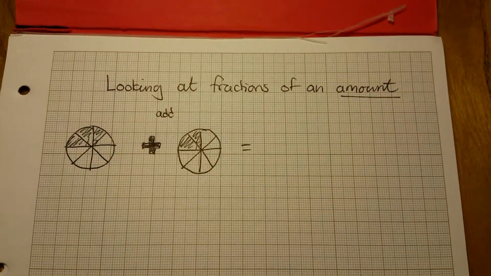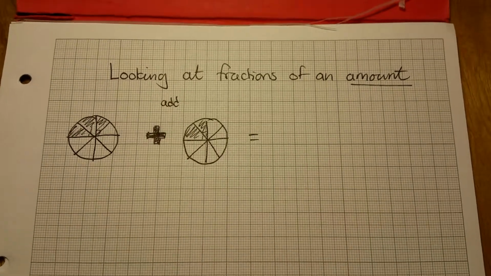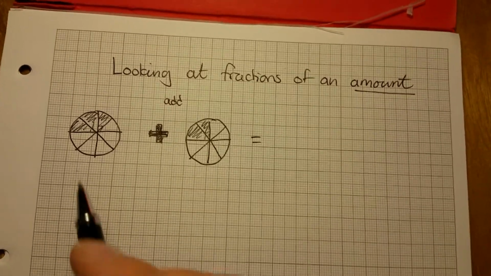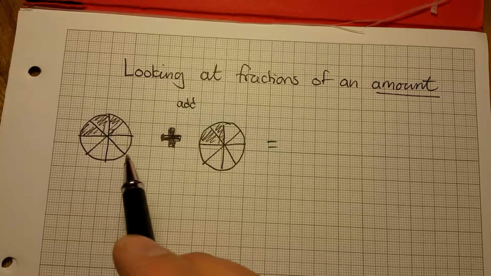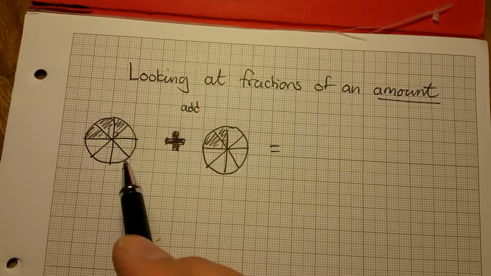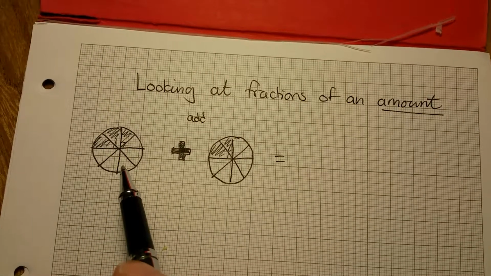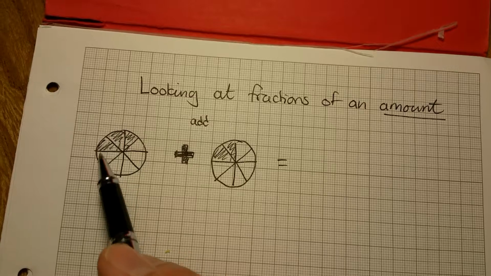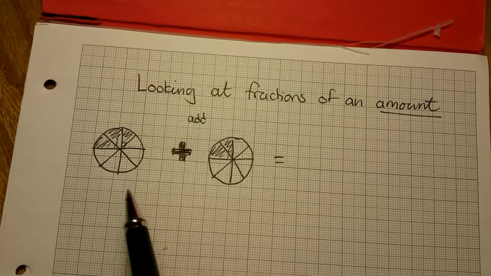Right, today we're going to be looking at fractions of an amount. Let's start with a recap of what we did in the last video. In the last video we had a look at representations of fractions, and one of them looked like this, a pizza. In this pizza we could see that it was split into 8 pieces. We can count them: 1, 2, 3, 4, 5, 6, 7, 8, and 3 were shaded in.